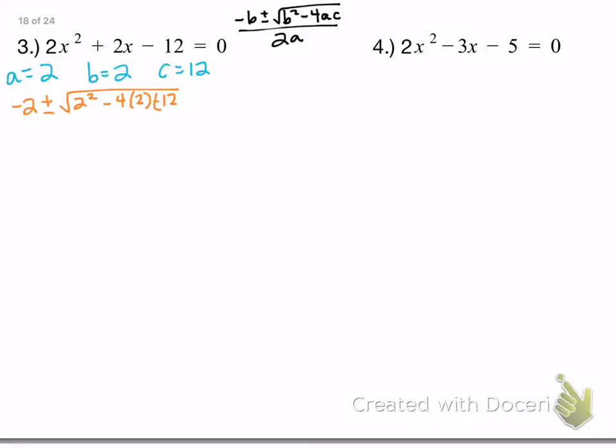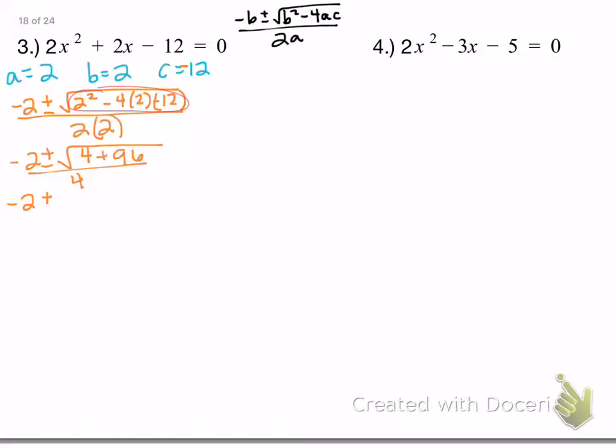Excuse me, I didn't say that before. It's a negative 12, and all of that is over my 2 times A, which is 2. So next thing I'm doing is simplifying what's under my radical. So I've got a negative 2 plus or minus radical. I've got 4 plus 96, and all of that is over 4. So I'm going to continue simplifying that radical.